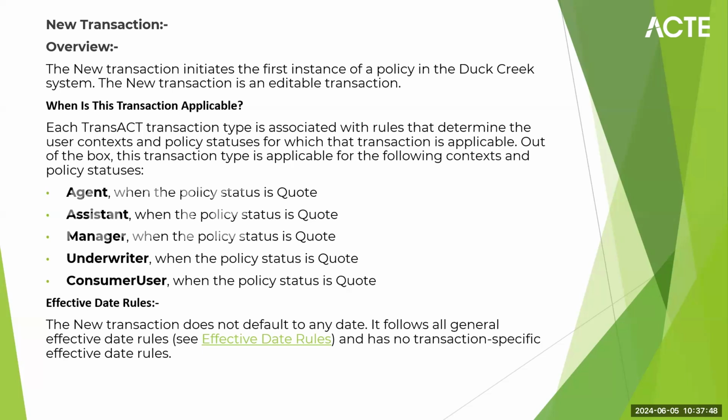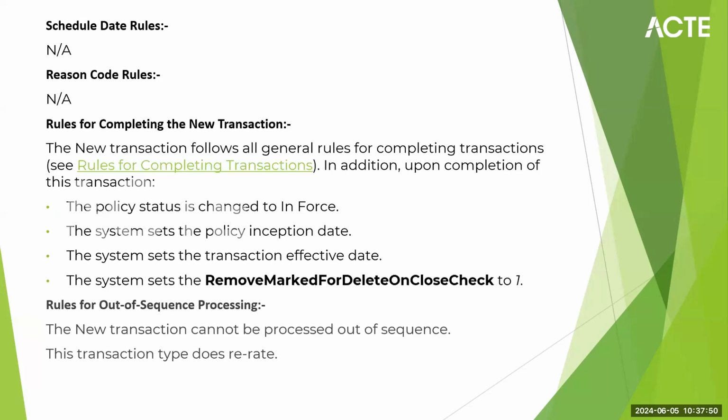Effective date. There is no particular effective date rule. Schedule date is not applicable. Reason codes are also not applicable for this transaction. Rules for completing the new transaction. The policy status is changed to import from new. When you are creating a policy newly, the status will be new. But when you have done some changes, the policy will be changed to import.